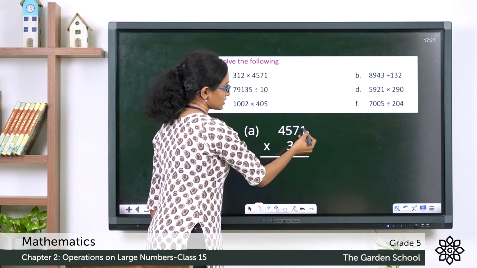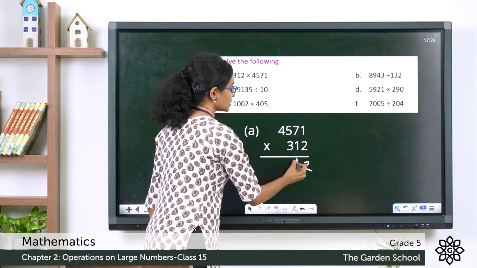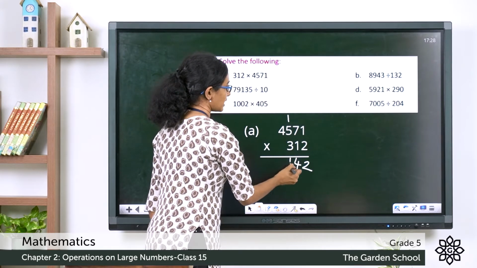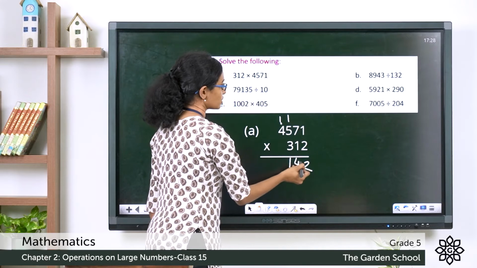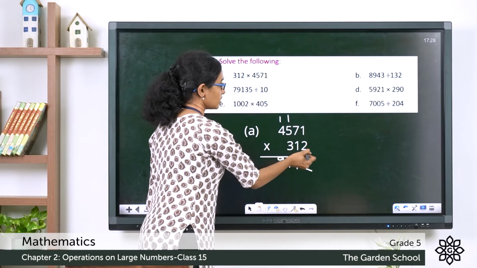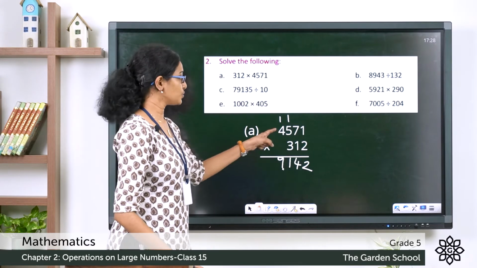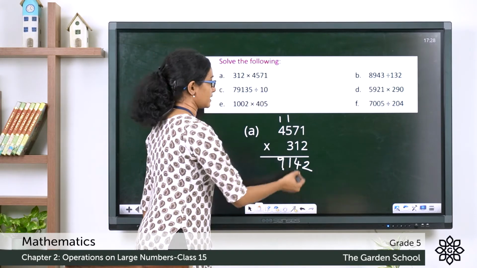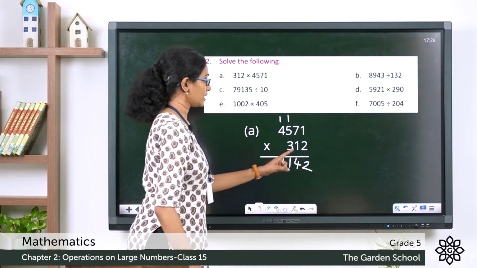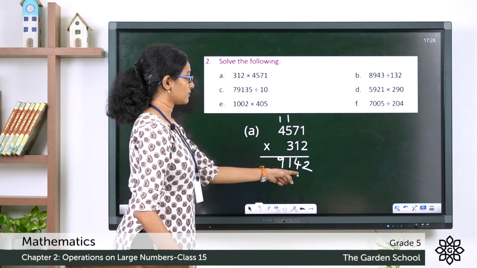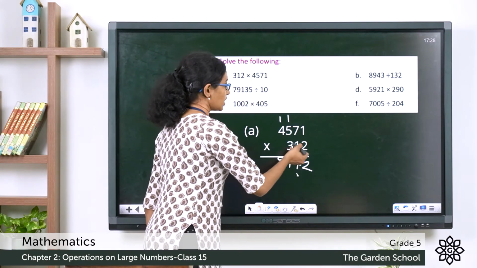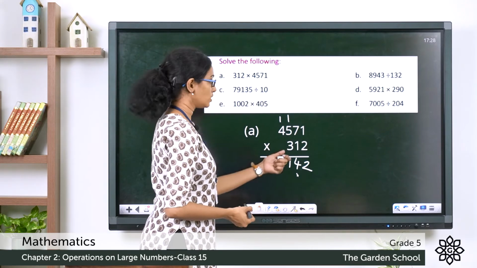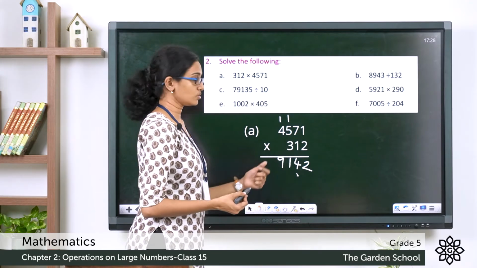So we have to multiply the place values of each of the digits in the multiplier with the multiplicand. So let's do that now. 2 ones are 2. 2 into 7 it's 14. Carry over 1. 2 into 5 10 plus 1 11. Carry over 1. 4 into 2 8 plus 1 9. So that is 2 ones into the multiplicand.